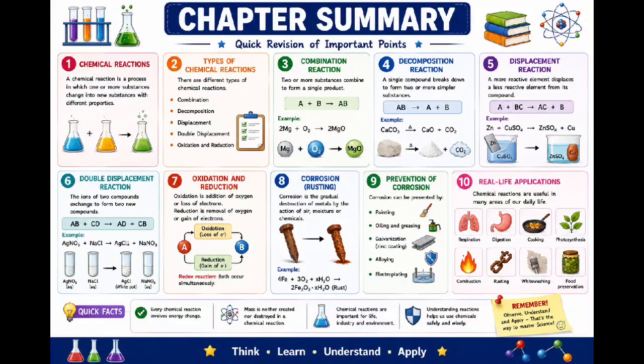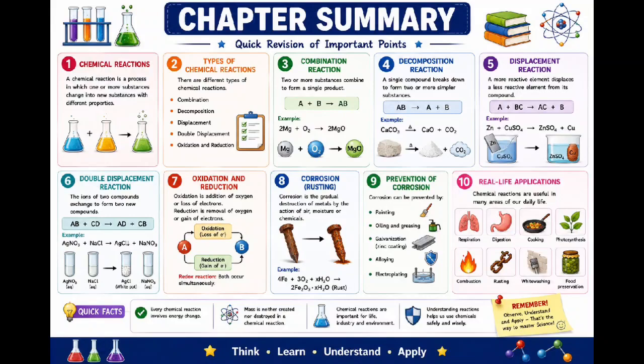Next, we learned about oxidation and reduction. Oxidation can mean addition of oxygen or loss of electrons. Reduction can mean removal of oxygen or gain of electrons. When oxidation and reduction happen together, we call it a redox reaction.